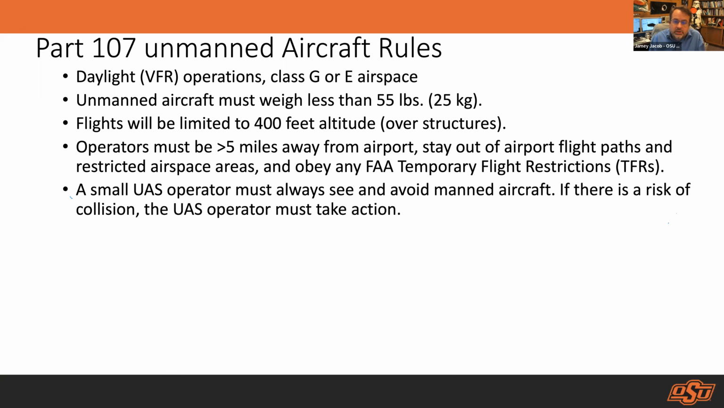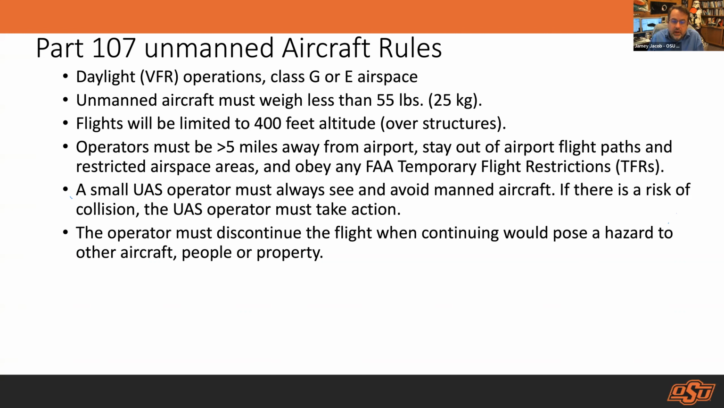The small UAS operator must always see and avoid manned aircraft within the area. That means you need to be able to see the airspace. And if you have any aircraft that come into your airspace and there's a risk of collision, you must take action. And typically that means landing the aircraft or at least performing an avoidance maneuver to make sure that airspace remains safe. You must also discontinue the flight when continuing to pose a hazard to other aircraft, people, or property. You can't fly over people.